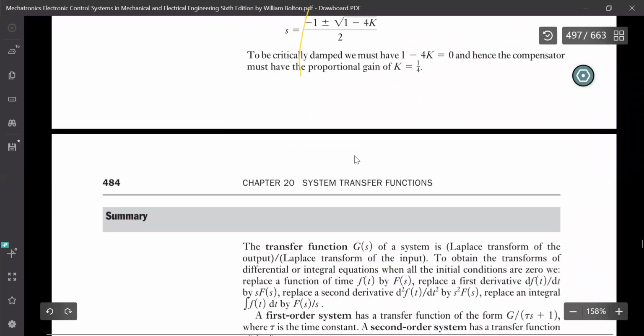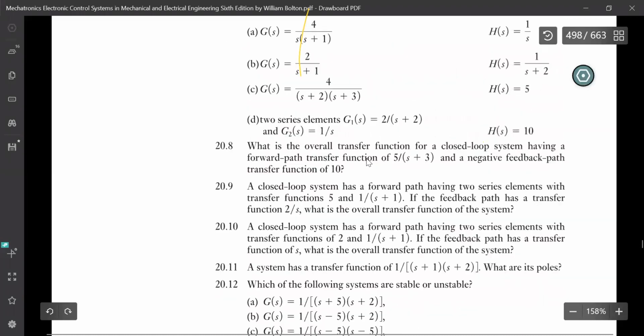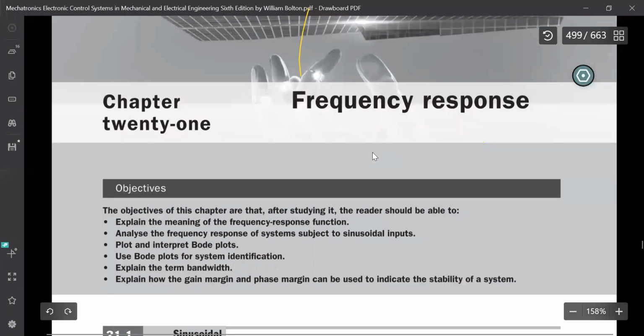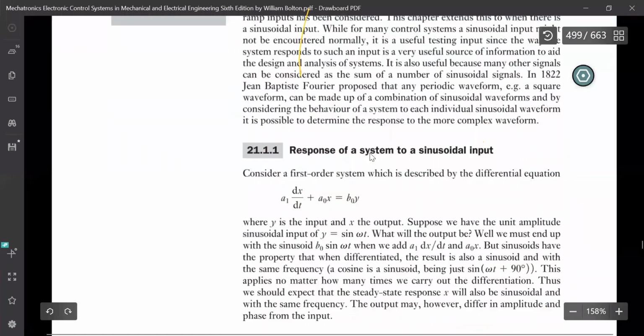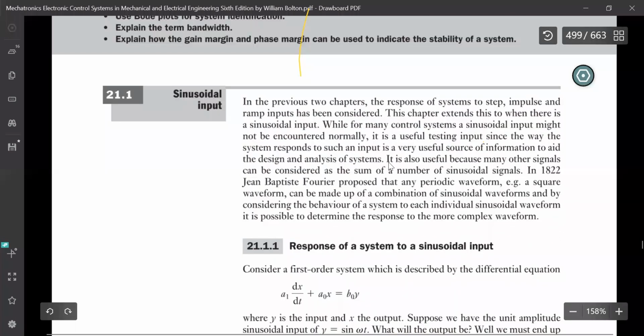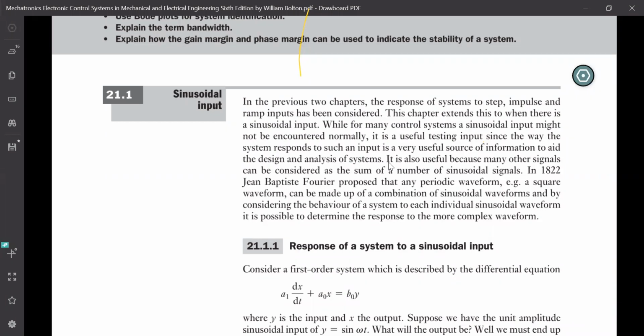So moving to the next unit. Next is your frequency response, or frequency input, you can say. Right. So till now we have considered either a zero input or a constant input or a step input. But now in this chapter we will be considering that the input is also sinusoidal. That means it is in the form of either a sine wave curve or a cos wave curve.